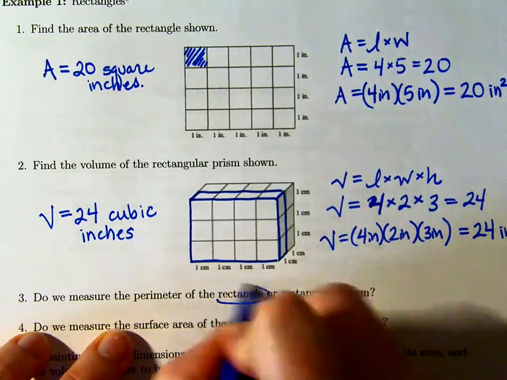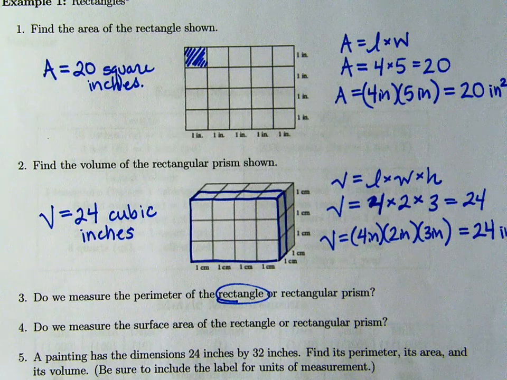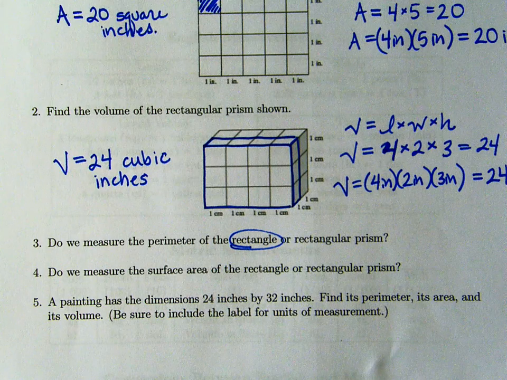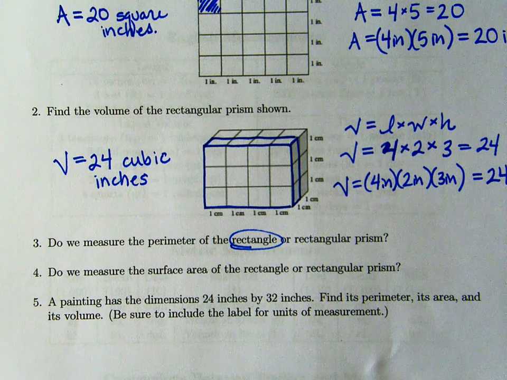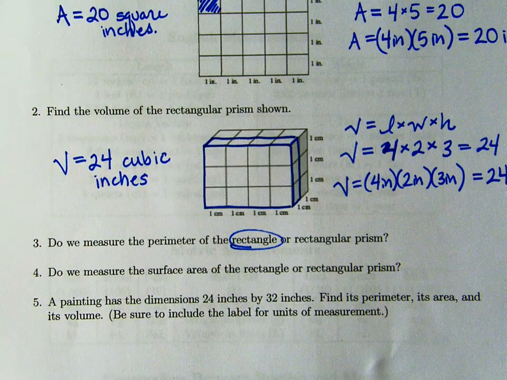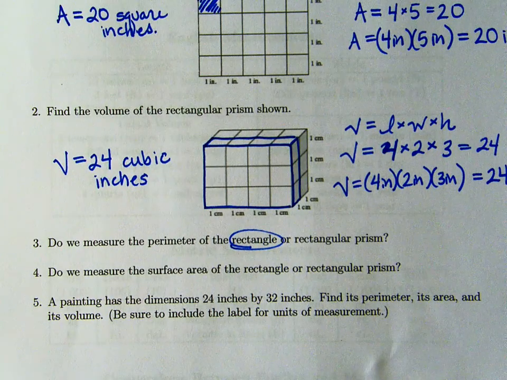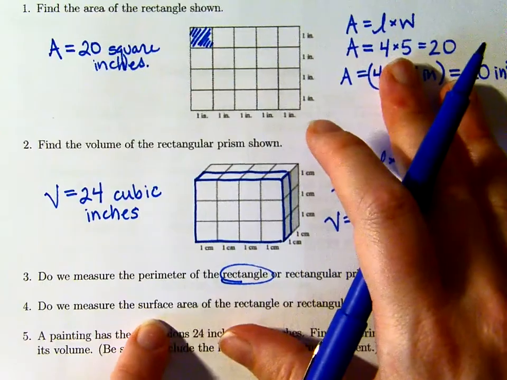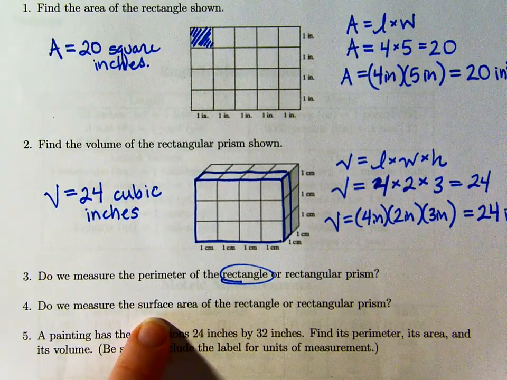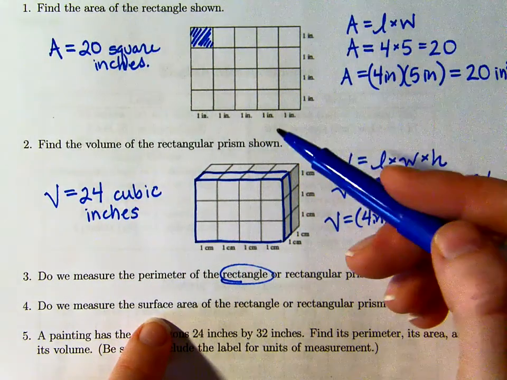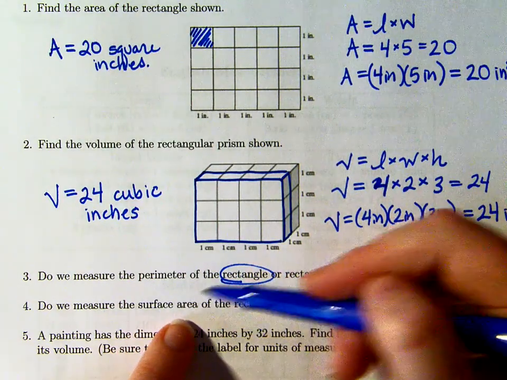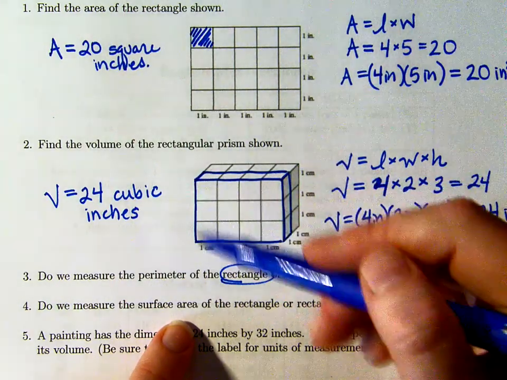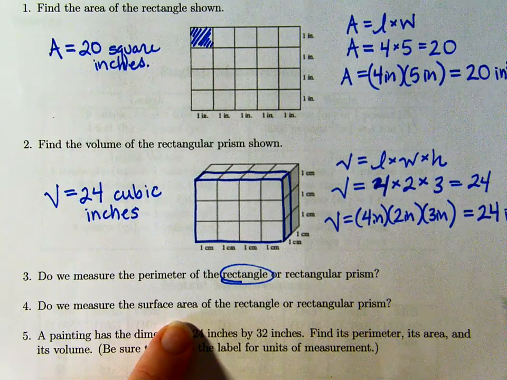So perimeter is for the rectangle, the 2D image. Do we measure the surface area of the rectangle or rectangular prism? Well, now it has a surface. Immediately I'm thinking, 3D images have surfaces. A 2D image is just one surface. If you're specifying that it has a surface area, these 3D images have several surfaces, and we would find all of those to find the surface area.